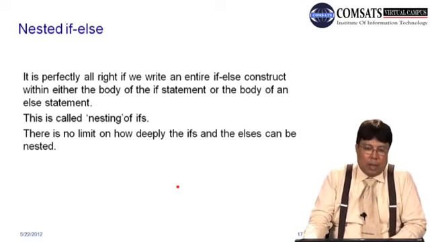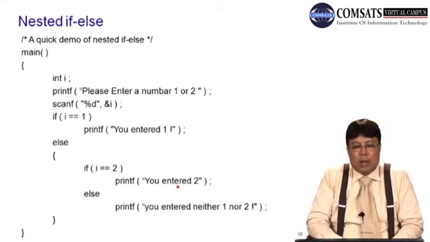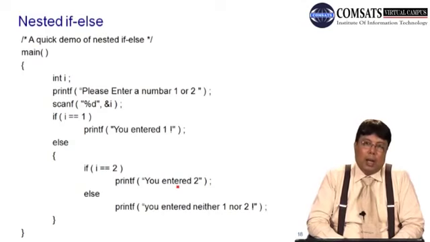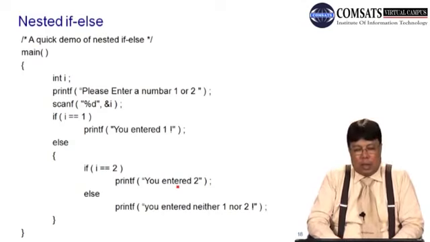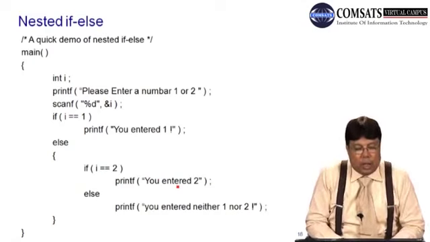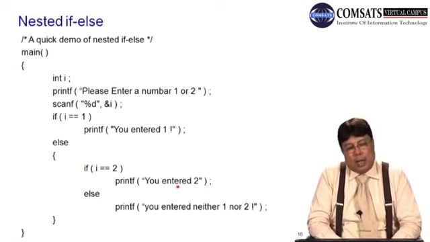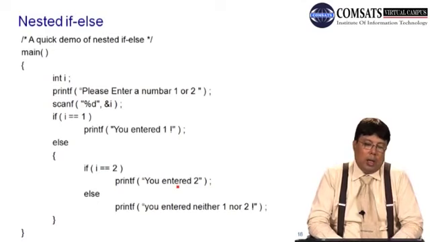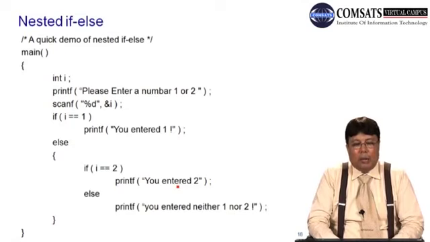Let us take a few examples for that. This is just a demo. You are required to input a number, 1 or 2. You are being asked to enter 1 or 2 from the keyboard. Okay, so we have initialized an integer variable int i, and we say printf, please enter a number 1 or 2. You just have a choice, enter 1 or enter 2. You read it with the help of the scanf function. Then we test: if i equals 1, you have entered 1.